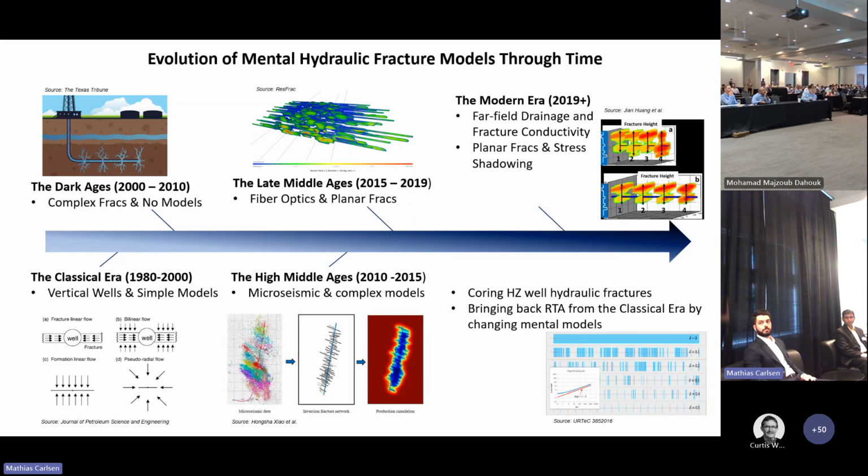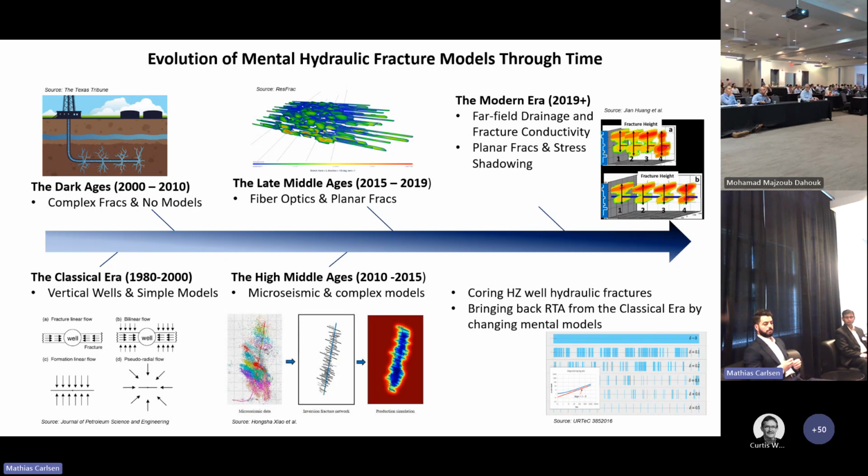Then we start to get more and more data and enter what we're going to call the late Middle Ages. We start to get fiber data, kind of the age of fiber. What we start to see there is more planar type behavior. Now fracks go from everything being complex to everything becoming more planar. You don't see a lot of complex fracture models presented these days. We stopped using them about 5 years ago. That's not a condemnation. It's just that the planar models seem to work.